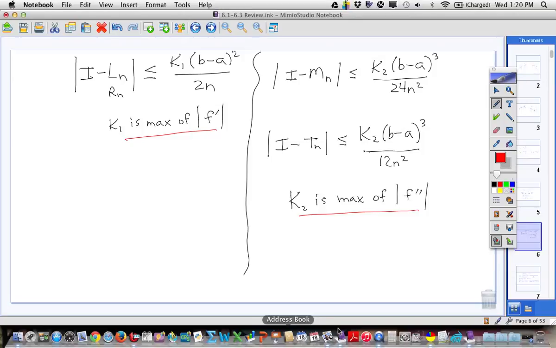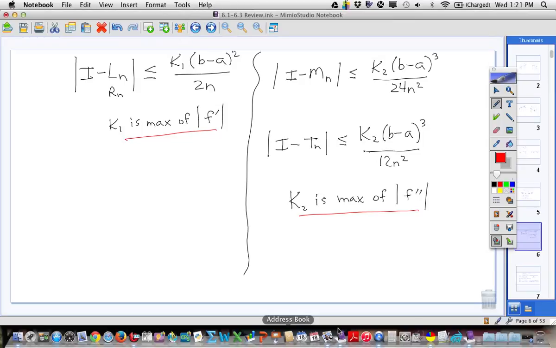Now, what I won't give you is the underlined part in red, right? You got to know that. You got to know that K1 is a max of F prime absolute value. So you find F prime, you graph it, find the max, right? Graph F double prime absolute value, find the max. And then round it, bump it up if you have to, and show your work. Show your work, right? So I can see what you're using for the K1 and K2 values.